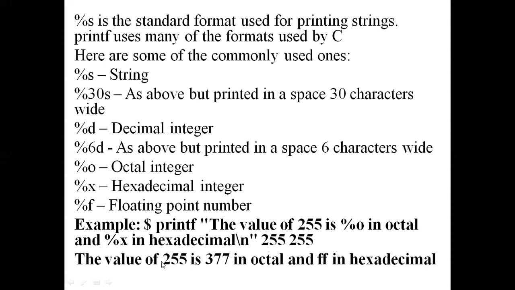So as you can see, for the value of 255, in this %o you are replacing 255 with the octal transformation, 377 in octal and FF in hexadecimal. That means the 255 decimal value will be converted into an octal value and a hexadecimal value respectively, because the format specifiers you have used here are %o and %x. This is how you can make use of the different format specifiers.